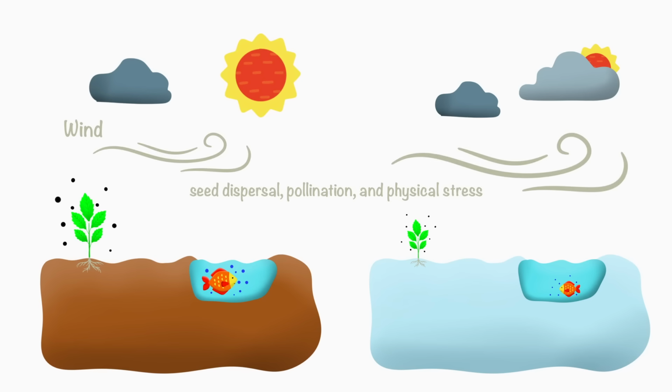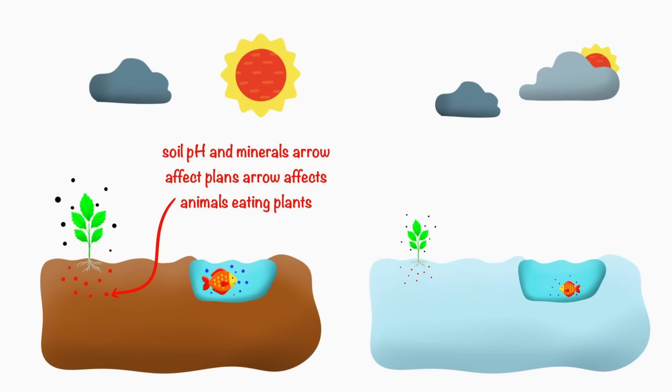Wind intensity affects seed dispersal, pollination, and physical stress on organisms. Finally, soil pH and mineral content, particularly nitrate deficiency, directly influence plant growth due to inefficient protein synthesis. These factors determine which plant species can thrive, subsequently affecting entire food webs built upon plant producers.